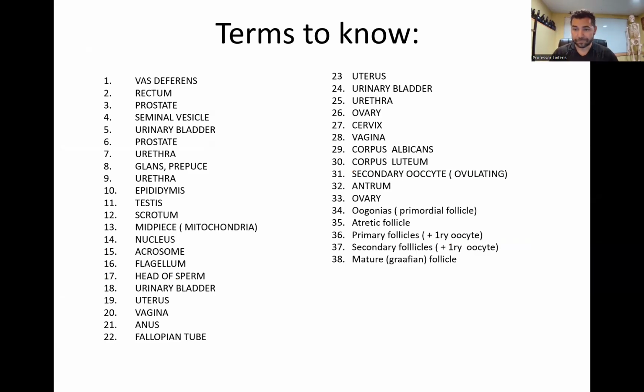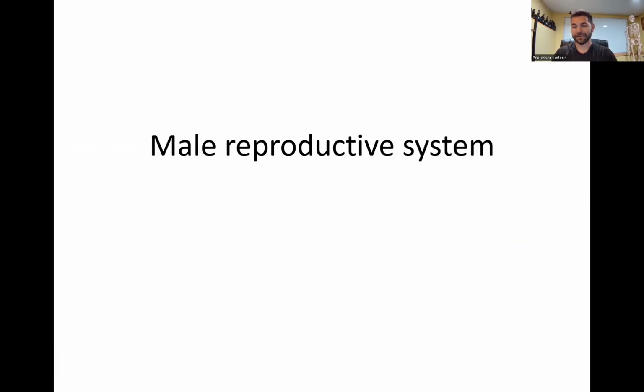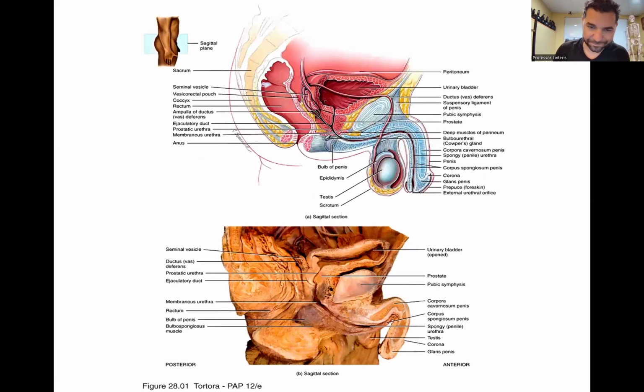These are the terms you need to know, so check them off as you're studying. Let's do it, starting off with the male reproductive system. This is a sagittal cross section. You can see the cartoony picture from your textbook and the cadaver picture at the bottom. I will highlight the important structures and then show you where they are, as always, on the models.